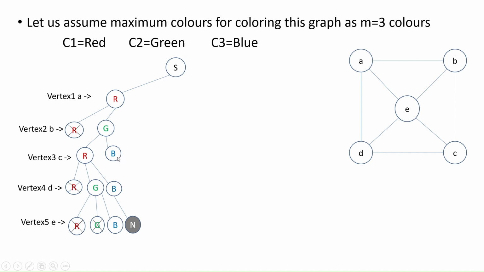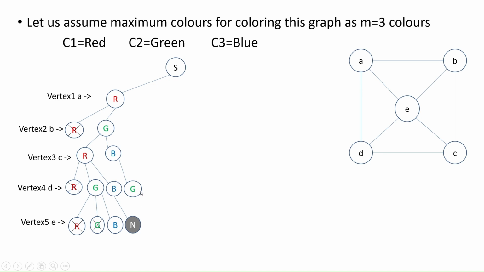So to color the fourth vertex, is it possible to color with red? No, because 1 and 4 are adjacent to each other. We are not allowed to use the red color again. So red is not possible. Is it possible to color with green? Yes, we can color it because 2 and 4 are not adjacent, right? B and D are not adjacent. So we are coloring the fourth vertex with green.